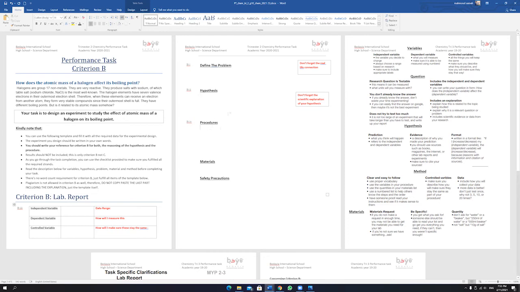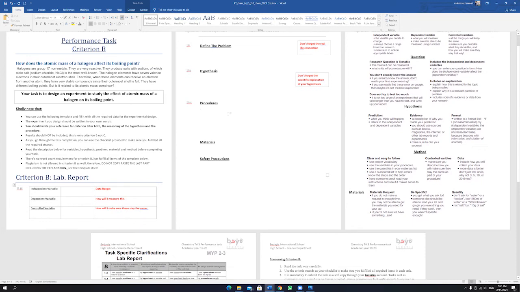After that, the procedures. Procedures are mainly the steps of the experiment. If you noticed, in the criterion C templates, there are steps written first, the steps that you use in making the simulation. These are the procedures. You should write something the same as it or like it in this experiment. So you will write the exact steps in detail.